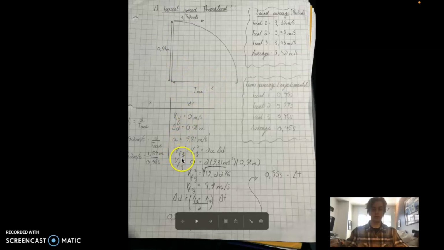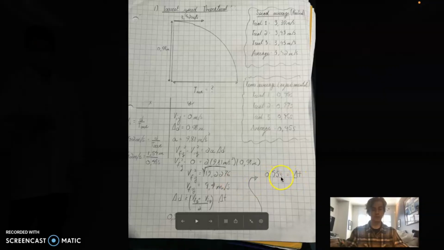So what we've done, we took the final speed squared minus initial speed squared equal to 2 times 9.8 times delta D, which equals 4.4 meters per second, sorry. Now we took the second formula, delta D equals (Vf plus Vi) over 2 times delta T, and we find an answer of 0.45 seconds.